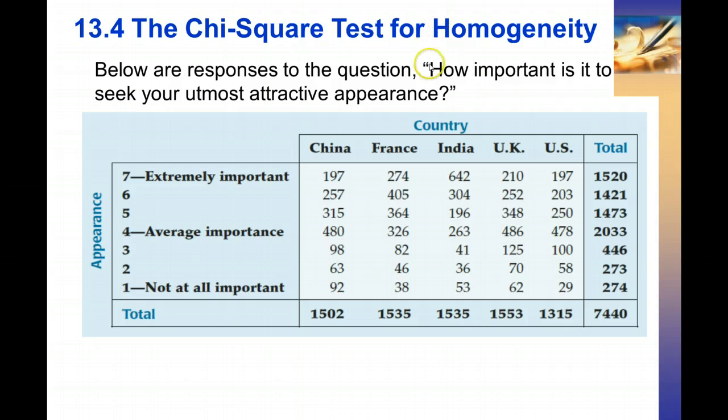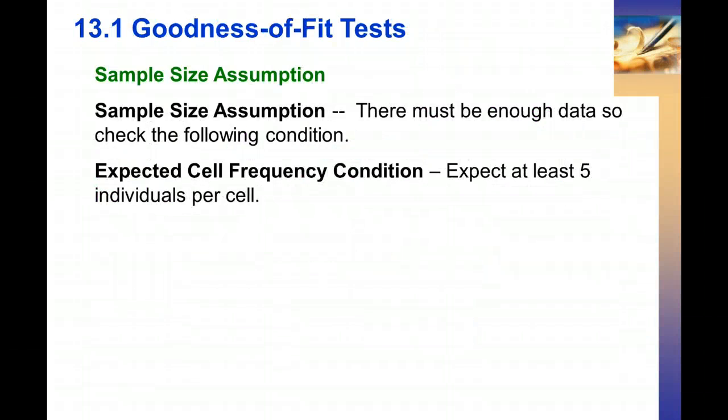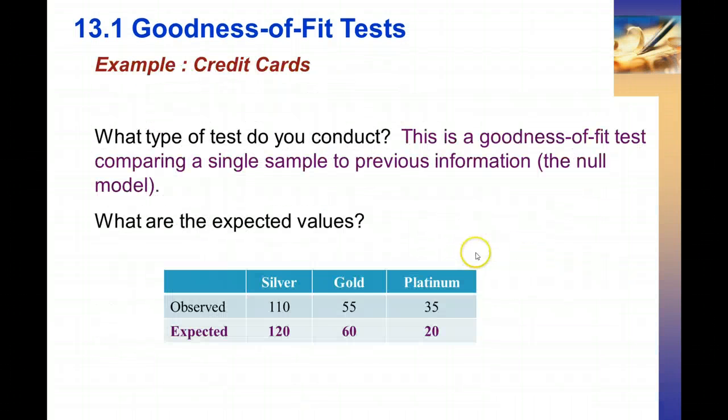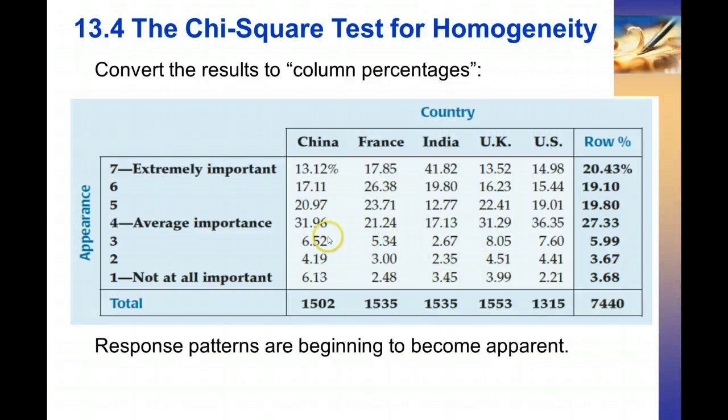Now the chi-square test for homogeneity, and let's just go back real quick. What we're looking for, we have several groups and there's one variable. For instance, we're comparing the distribution of zodiac signs in CEOs, professors, and athletes. So the distributions, we want to see if they are the same. So what we have here, we have people from different countries responding to a question about the importance of appearance, and then we're wanting to see if there's similarity between the groups. So we want to see if the different groups are homogeneous.